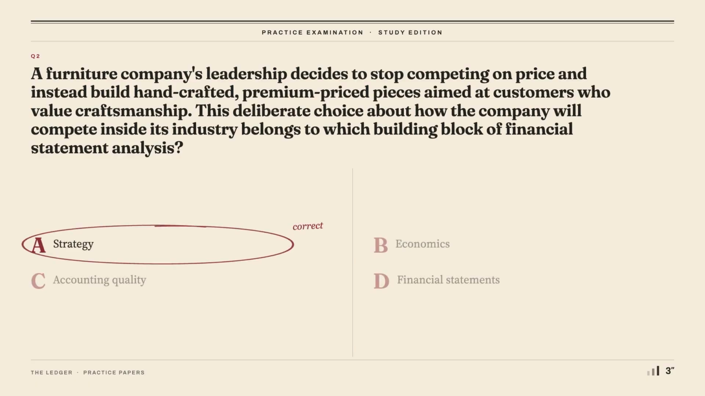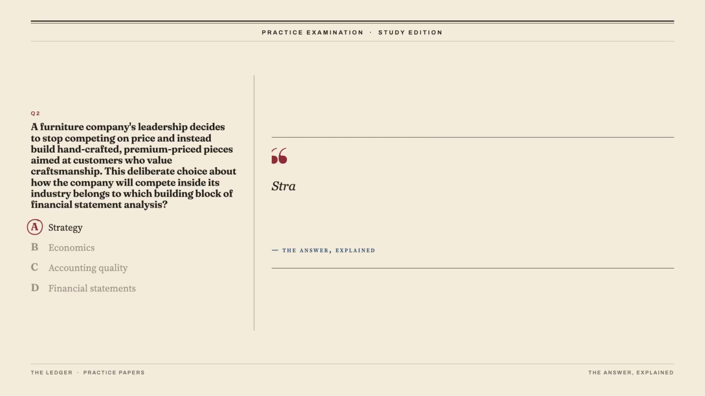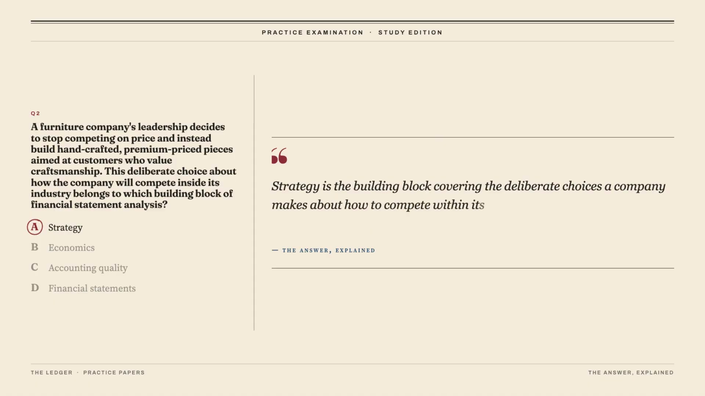The correct answer is A. Strategy. A is correct because strategy is the building block covering the deliberate choices a company makes about how to compete within its industry, including whether to win on low cost or on a differentiated premium offering. Choosing craftsmanship and premium pricing is exactly that kind of firm-level competitive choice.